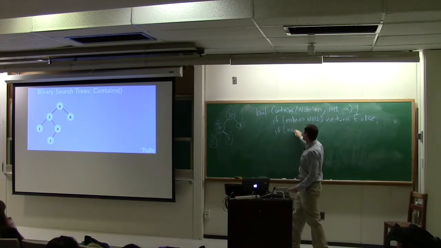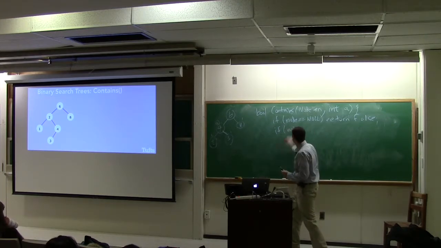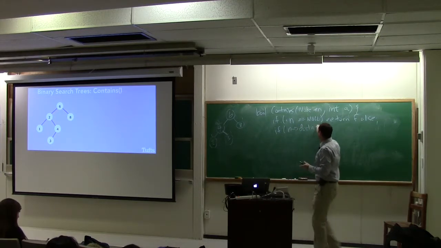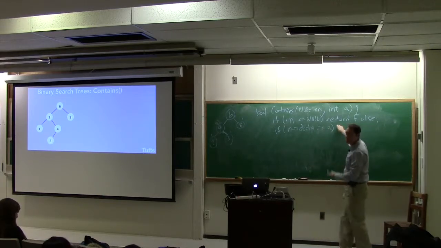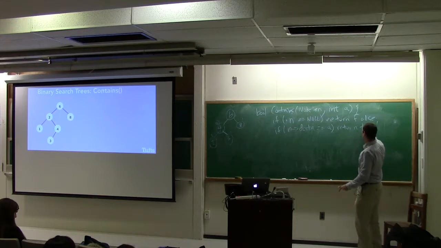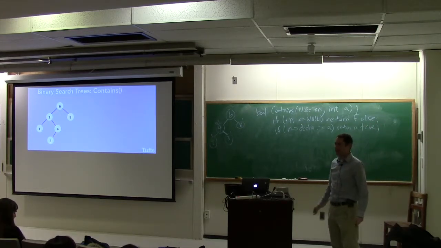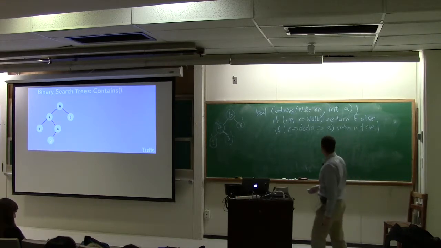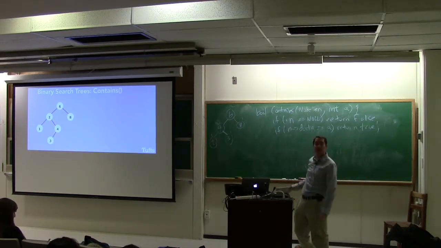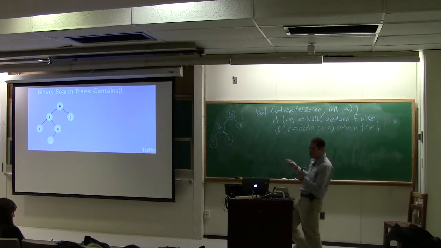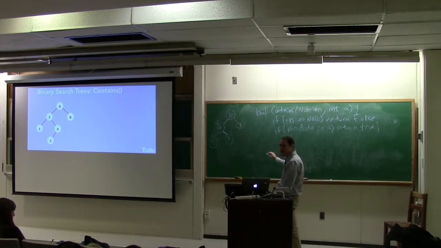Oh, I just called it n, didn't I? If n data equals a, return true. OK. What next? Else if. You know what? We don't even really need an else, because we're definitely going to return. But you could put it. I wouldn't criticize you if you did, but OK, let's just not bother.